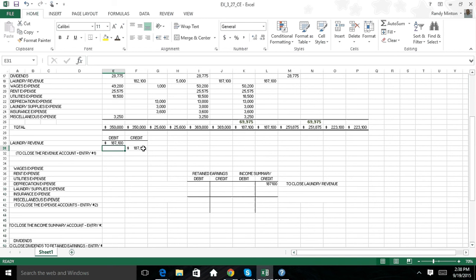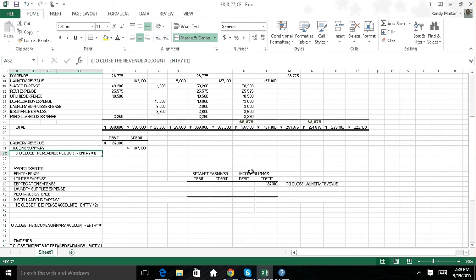Now, there has to be an offsetting credit for exactly the same amount, and that offsetting credit is going to an account that we call income summary. An income summary is a temporary account, and it's only designed really to keep the retained earnings section from getting too bogged down with lots and lots of entries. So if I can close all of my revenue and all of my expenses to a single account, then I only have to make a single entry into the retained earnings in order to reflect all of those closing entries. So that takes care of entry number 1, to close the laundry revenue.